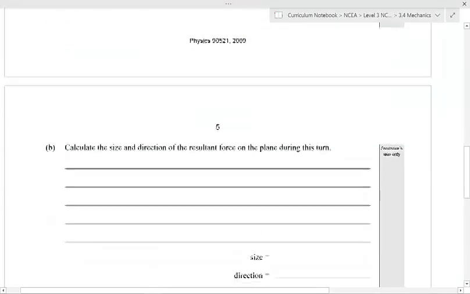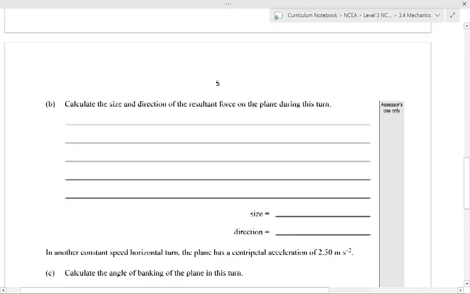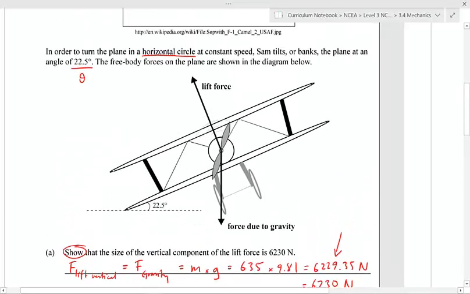Okay, we're then asked to calculate the size and direction of the resultant force on the plane during this turn. So the resultant force here, we'll go back up here. The resultant force is going to be the sum of the force due to gravity, which we know is 6229.35 newtons, and the lift force, which is at an angle like this. And we know that that angle here must also be 22.5 degrees. So that is 22.5. And this is the resultant force.